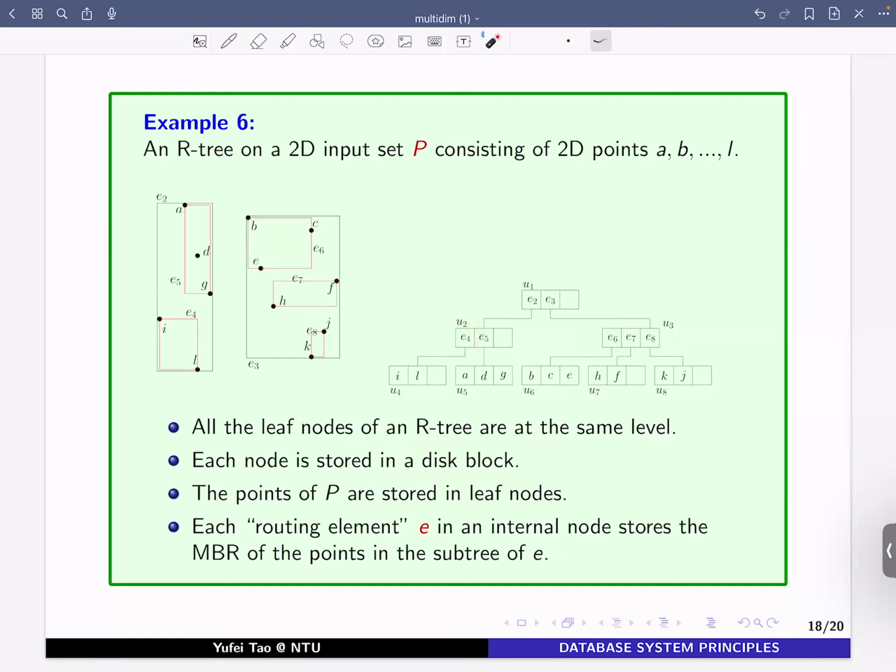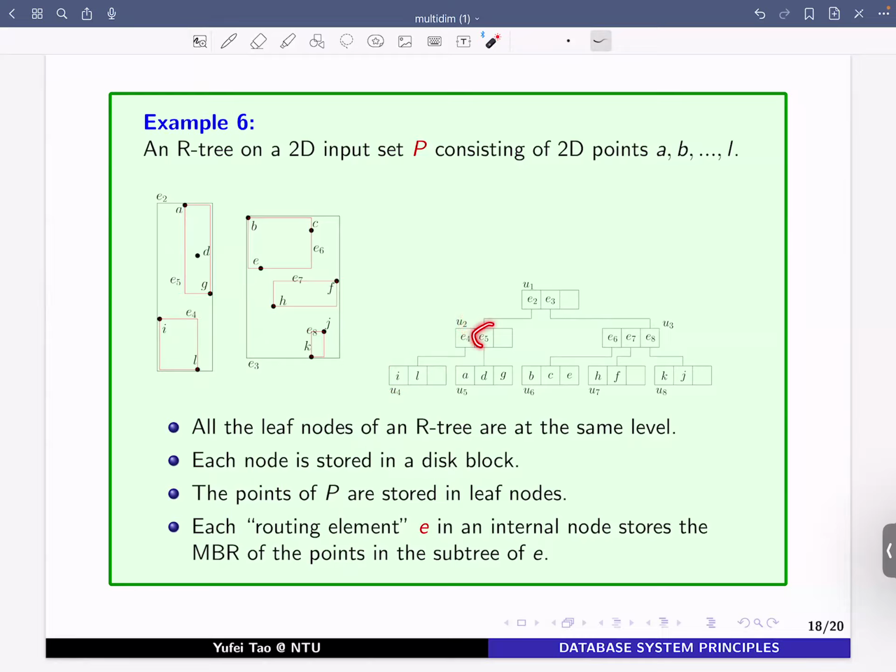Well, it stores the MBR of the leaf node. As you can see, the leaf node contains just I and L. So you store the MBR here. So this E4 is actually a rectangle. You'll be storing the rectangle. You need 4 values to represent a rectangle, so you'll be storing 4 values here.